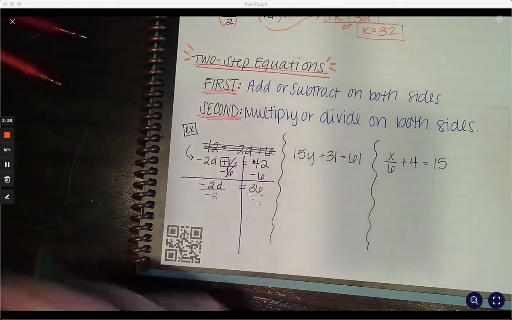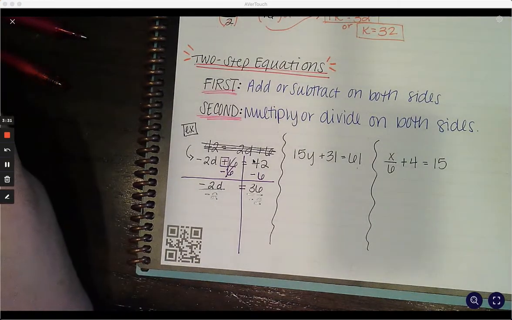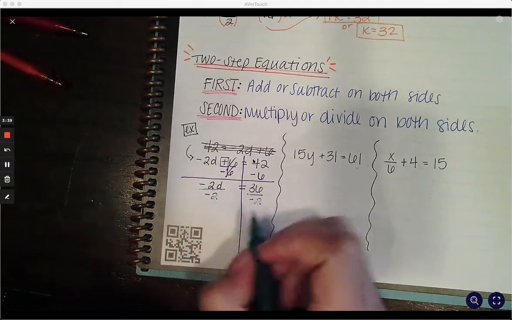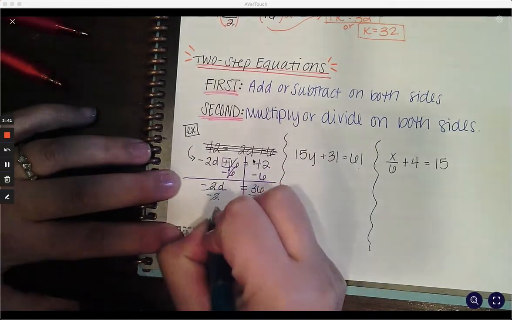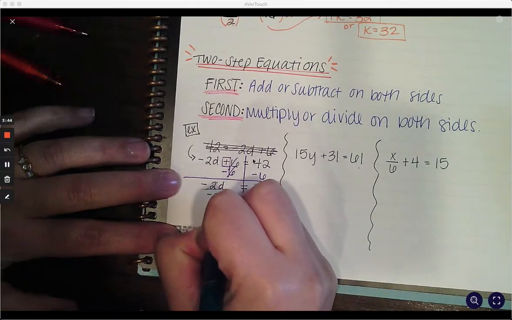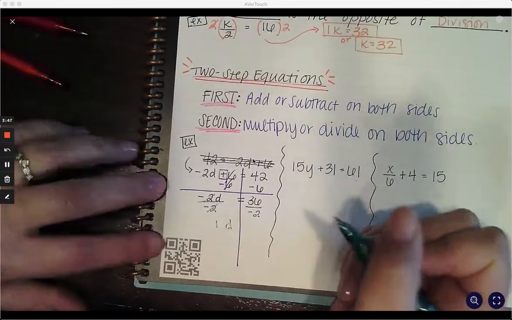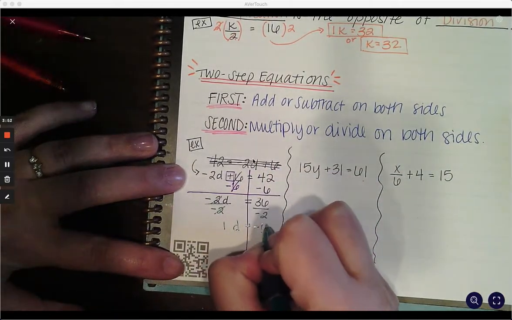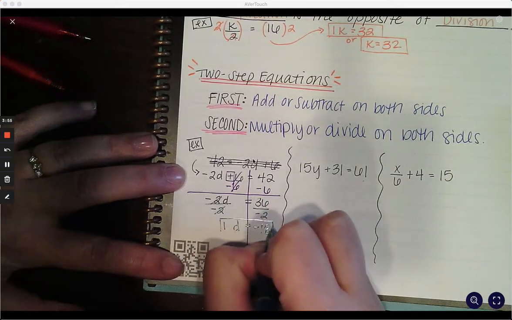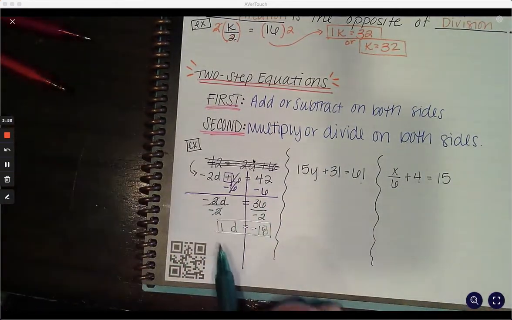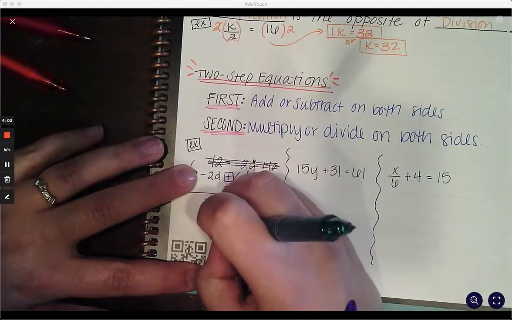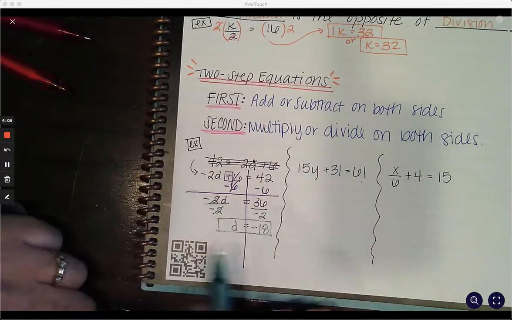Okay? So remember, negative 2 divided by negative 2 actually becomes a 1. So they do kind of cancel out. Negative divided by negative is positive. So I have 1d equals 36 divided by negative 2, which is negative 18. Final answer. Just remember, you don't have to write that 1 in there. If you don't want to, you can just erase it, and d equals negative 18.